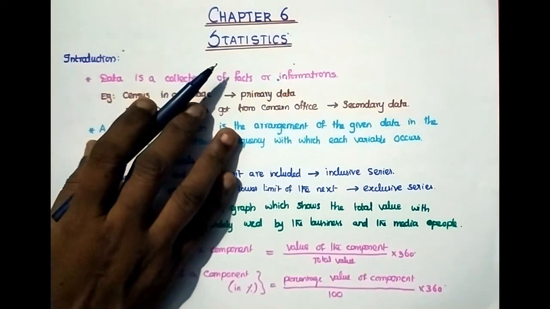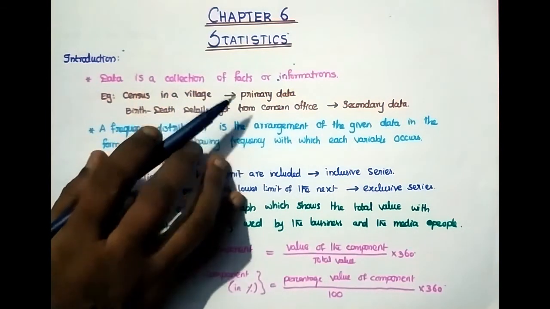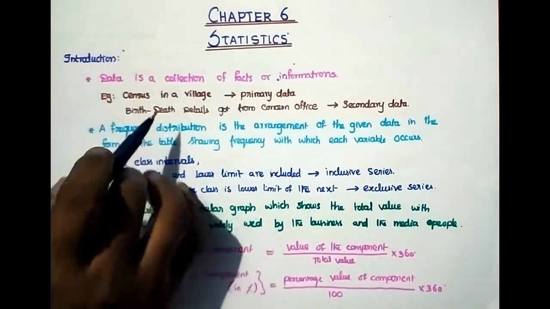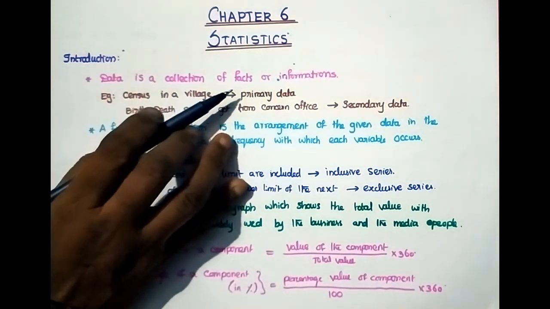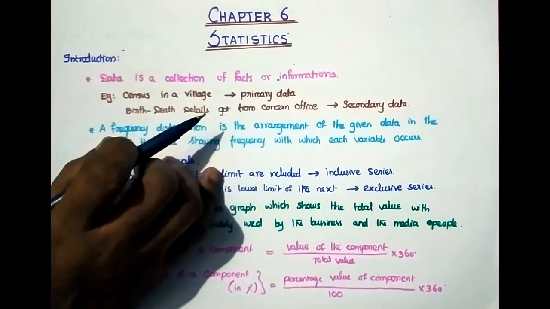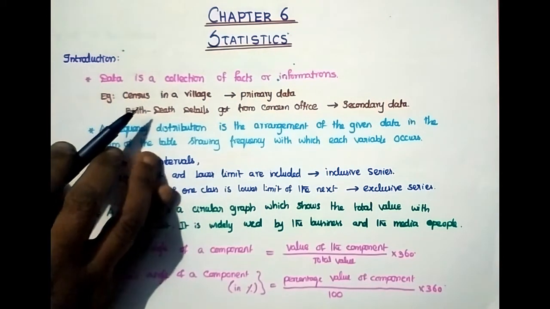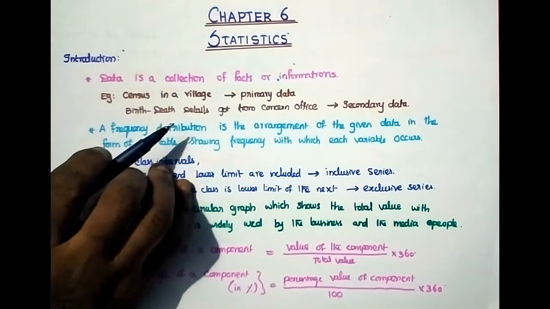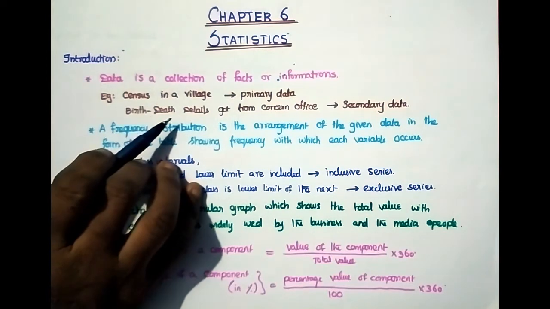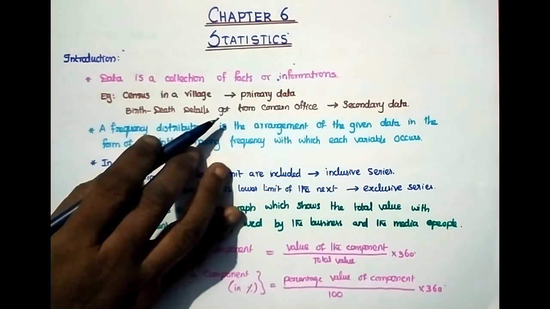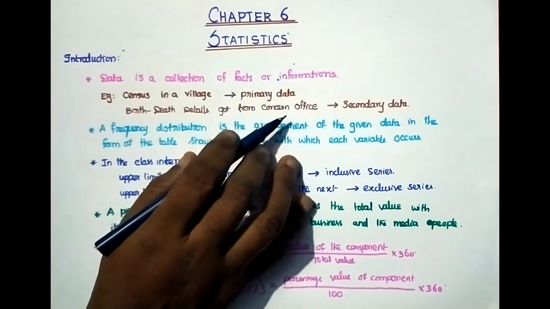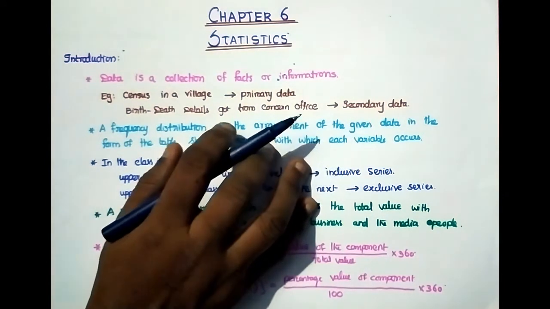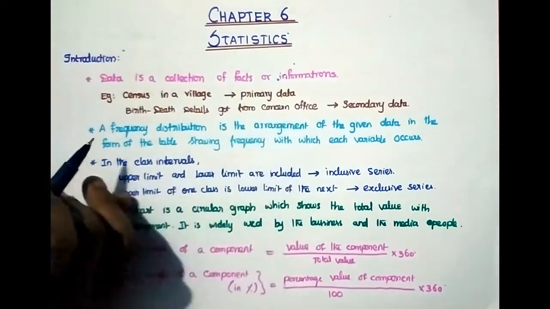Look at this chapter 6, statistics. Here we discuss about the data. Data is a collection of facts or informations. For example, census in a village is a primary data, and birth date details got from the concerned office, that is secondary data. Primary data and secondary data.